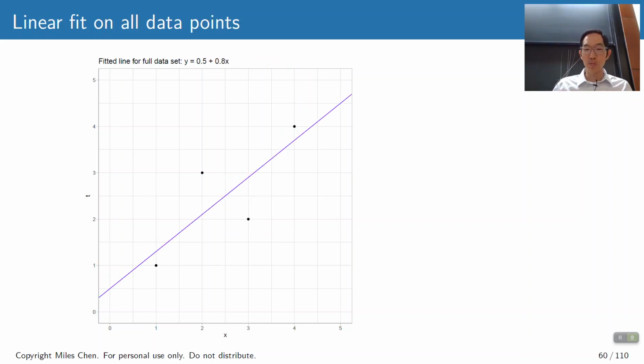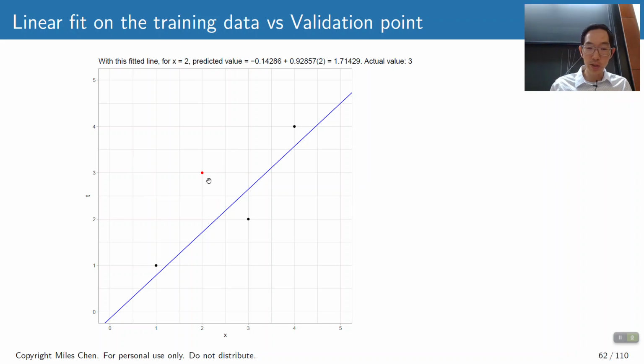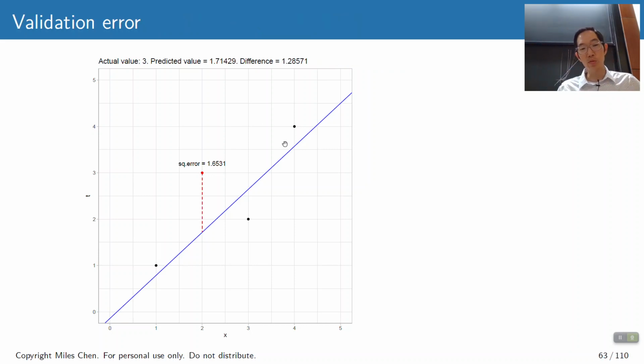Okay. We do the same thing. This time, I'm going to take this point and cover it up, and I say, okay, what is the line that best fits the remaining 3 data points? And this is the line that best fits those 3 data points. I bring back the point that I hid, or left out, I should say. I leave one out, bring it back, and I say, okay, what is the difference? This difference is 1.28. We square it, we get 1.65.